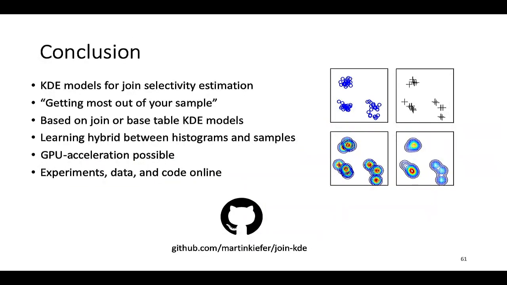So in conclusion, we used KDE models for join selectivity estimation. What we were trying is basically to get the most out of your sample by using this learning hybrid between histograms and samples. GPU acceleration is possible and gives us a substantial benefit. Experiments, data, and code are online. You can find them on GitHub.